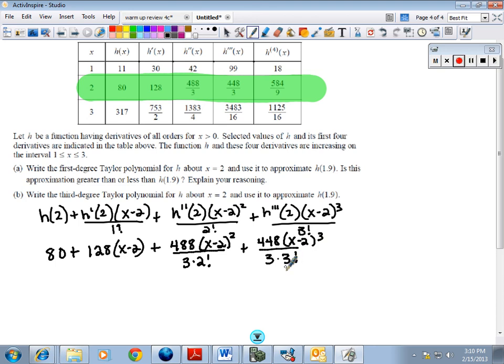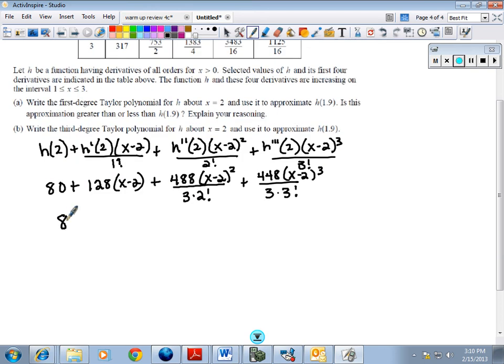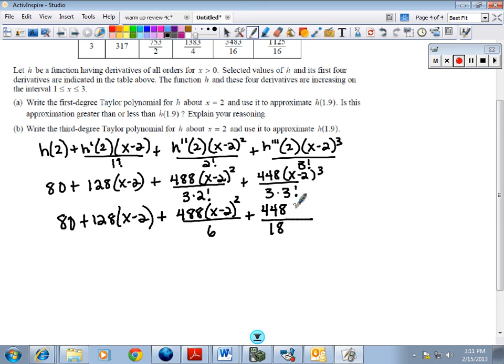And then I could leave it like that. I could clean it up if I want to. That is a numerical answer. It's perfectly fine. I can go ahead and go one more step just to be thorough. 80 plus 128 times x minus 2 plus 488 over 6. I'm going to make it 488 over 6, x minus 2 squared over 6. I do not remember if this is with calculator or without. I hate to say and be wrong, so I'm just not going to say. 448 over, that's 18, x minus 2 cubed.